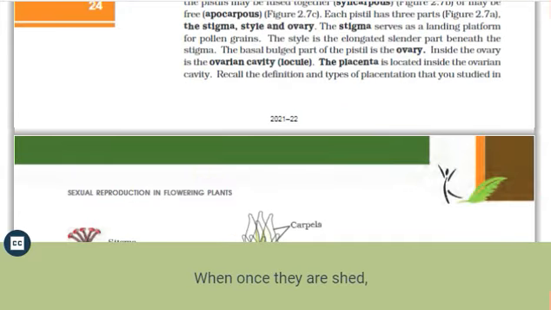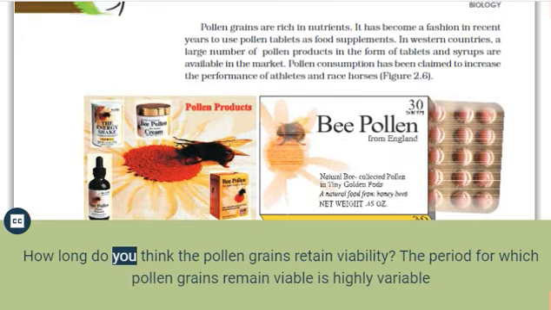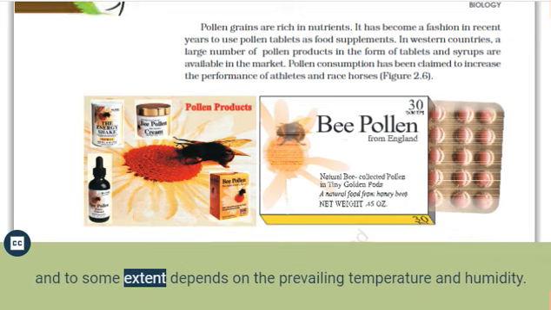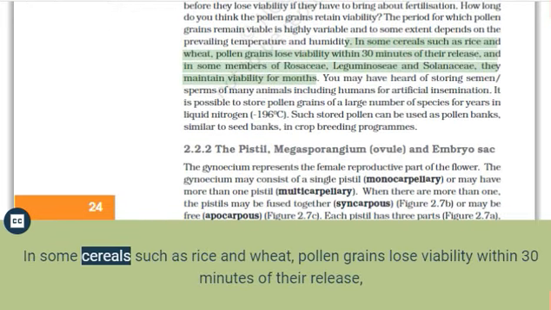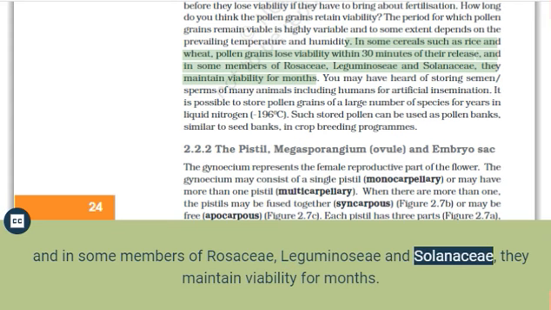Biology. When once they are shed, pollen grains have to land on the stigma before they lose viability if they have to bring about fertilization. How long do you think the pollen grains retain viability? The period for which pollen grains remain viable is highly variable and to some extent depends on the prevailing temperature and humidity. In some cereals such as rice and wheat, pollen grains lose viability within 30 minutes of their release, and in some members of Rosaceae, Leguminosae, and Solanaceae, they maintain viability for months.